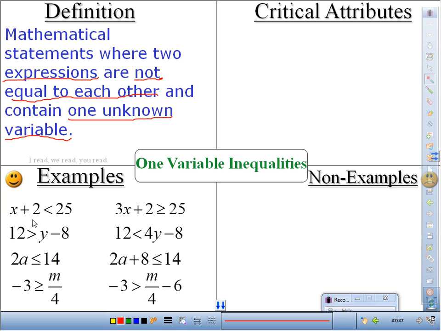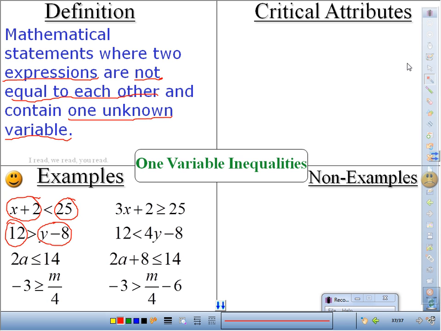Look at the examples. We have x plus 2. This is an algebraic expression. 25 is a numerical expression. And this is an inequality symbol, which indicates that they're not equal. Are we there so far? Same thing with this one. 12 is greater than y minus 8. This is an algebraic. This is a numeric. And it goes along the same way all the way through. Expressions not equal to one another, and they contain one unknown variable. Look at this. One unknown variable, one unknown variable, one unknown variable, and so on and so forth.